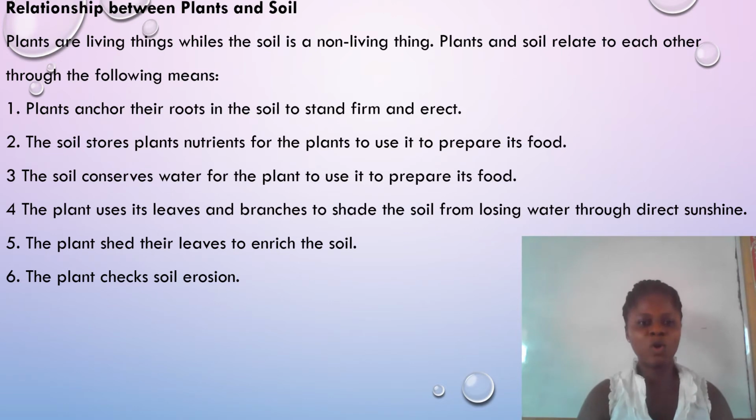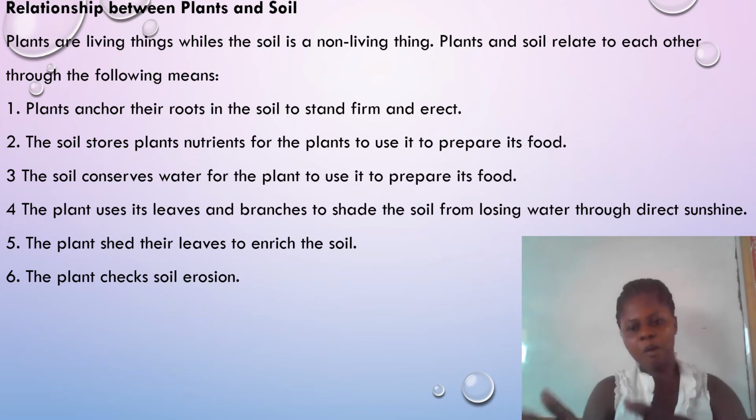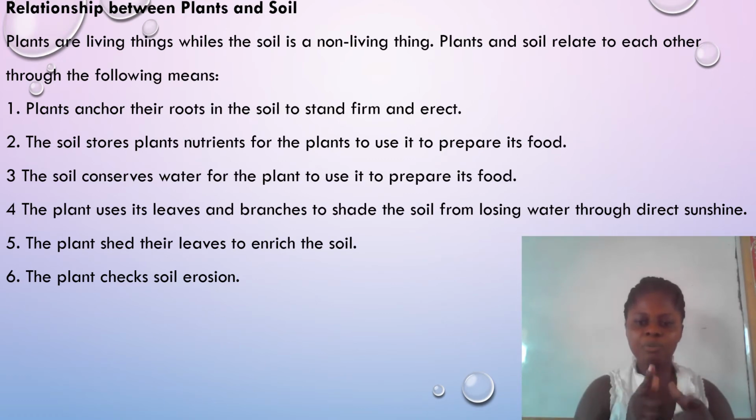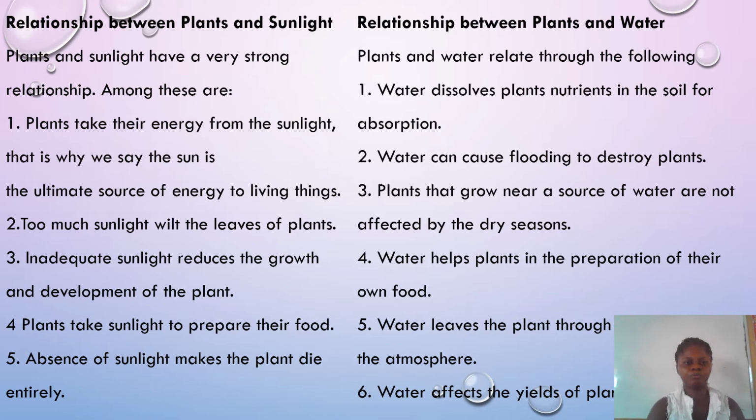And then the plant also checks soil erosion. So when there is a bare floor or bare ground and there is heavy rain or heavy downpour, erosion can occur. But if there are plants there and the rain comes, erosion cannot occur. So you see that the plant helps the soil and the soil helps the plant. So there is a relationship between the two of them.